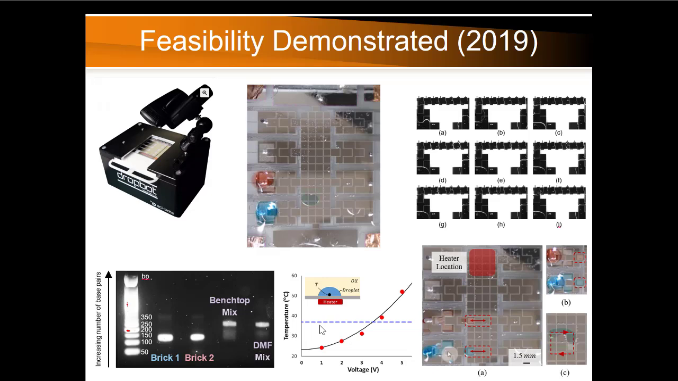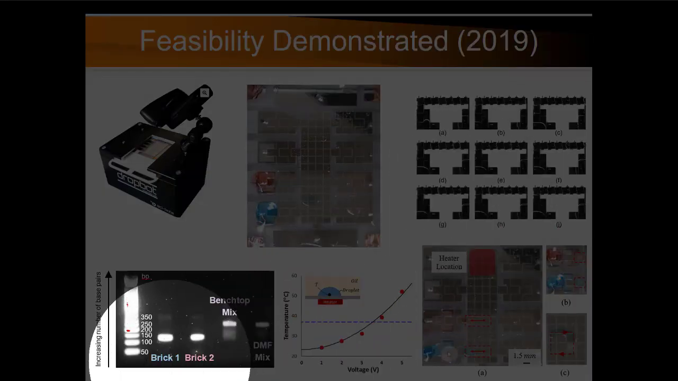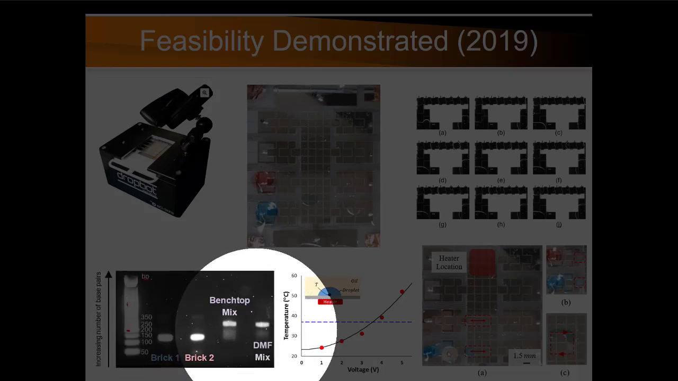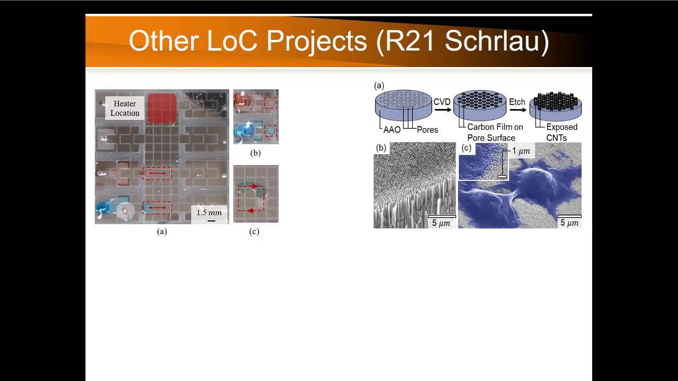And then here, this shows that in both air and in oil, we were able to take these two bricks, mix them together, and we get the same size piece of ligated DNA that we did when we did it on the benchtop. So this is nice because it shows that it works. So now what we're trying to do is scale this up even more. First we want to be able to make DNA bricks out of oligonucleotides, and then we want to stick those bricks together to make very large DNA products.